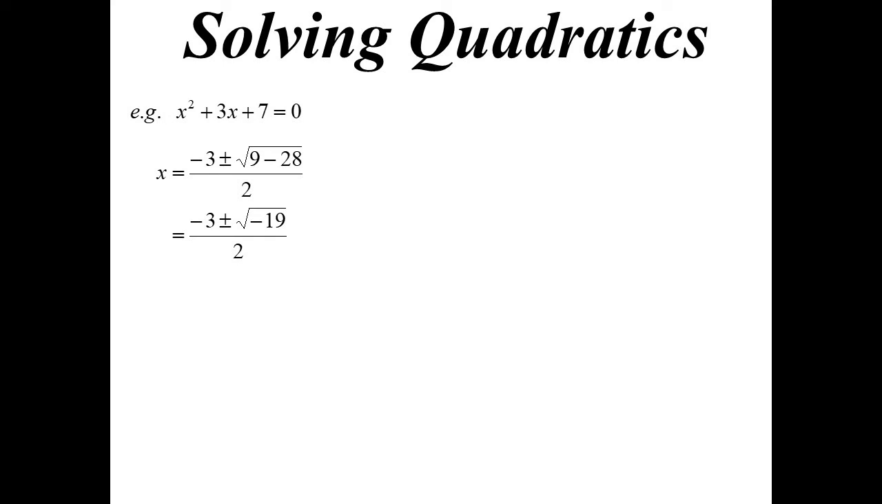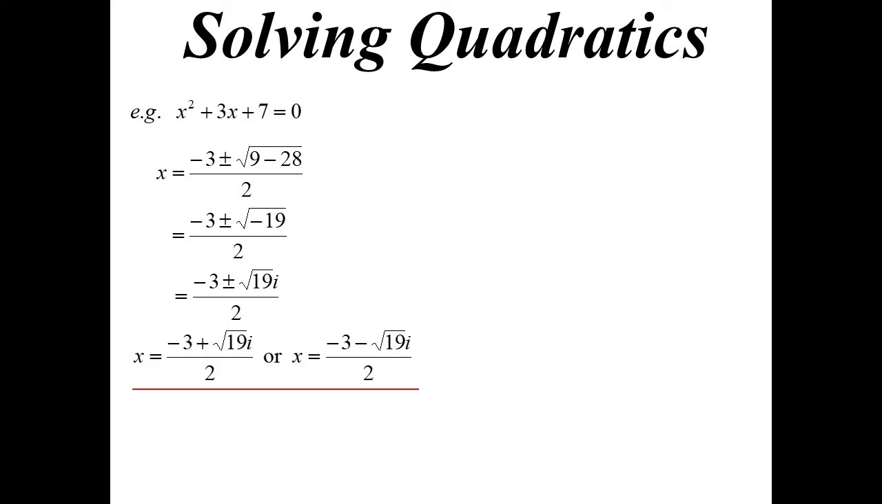Now in the past, this would present us with a problem. Square root of negative 19. What do we do? It means there's no solutions. Well, now there are solutions, because we can simplify that surd, and it becomes the square root of 19 i. Some people like to put the i out the front. So yeah, we got two answers there.